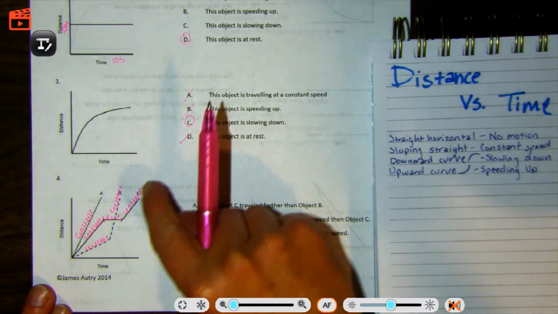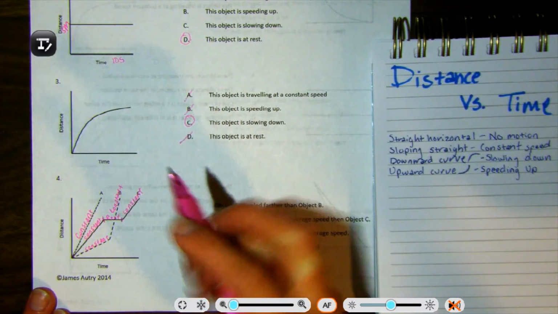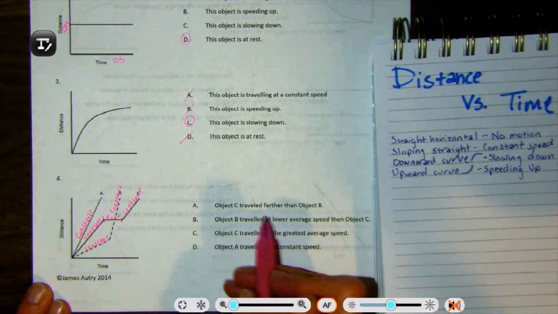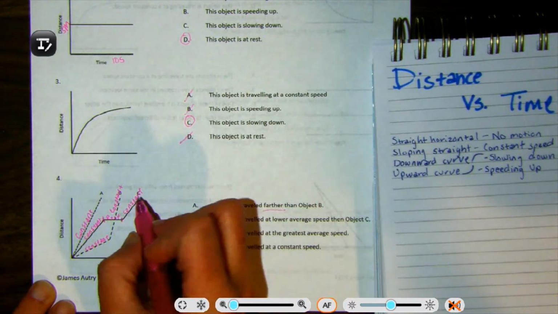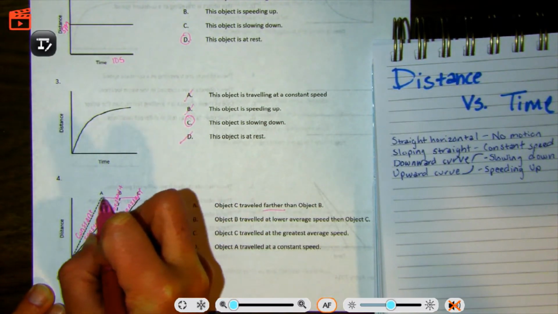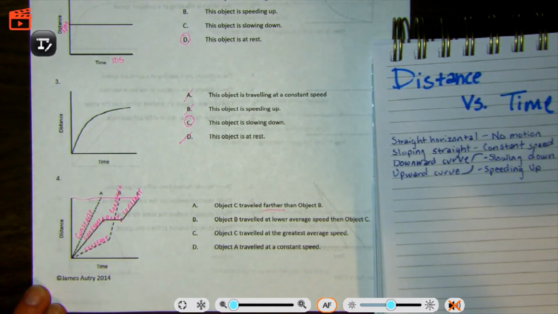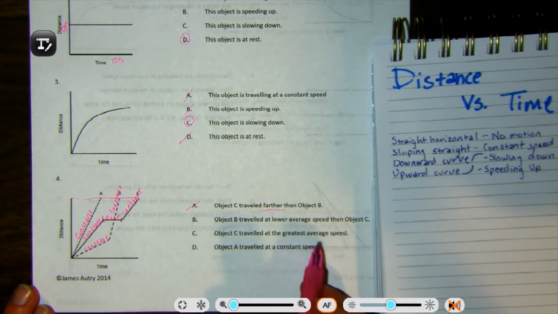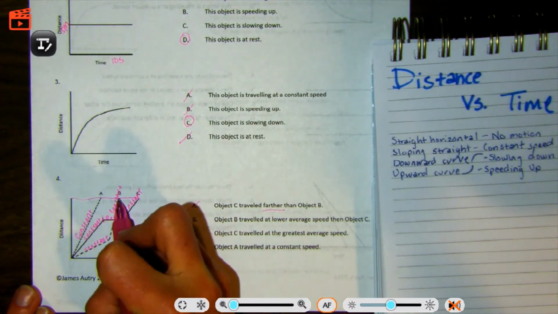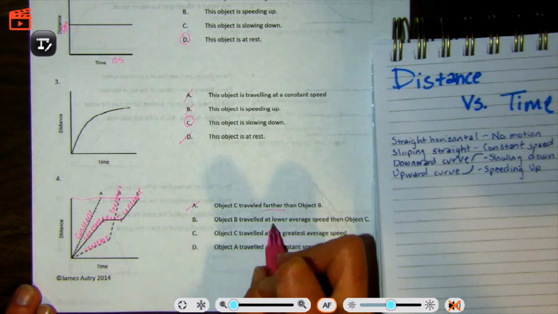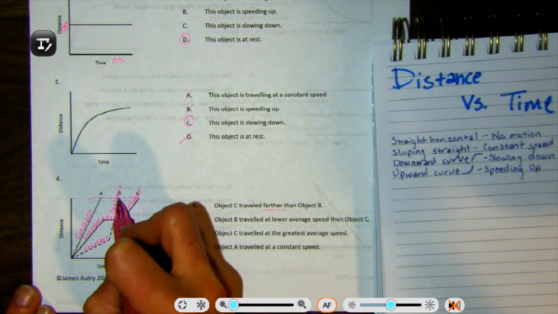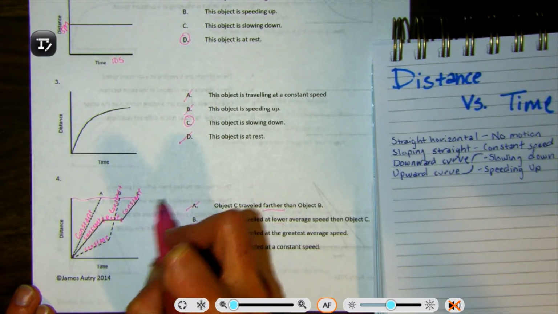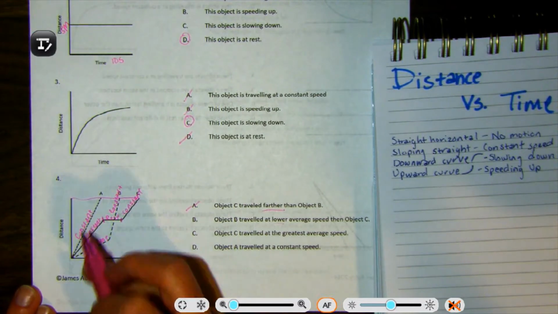Well, C's here, I kind of covered it up. But if we look at the distance, because it said further, we can kind of draw a line right here, but we can see that they all traveled the same distance, so not true. Object B traveled at a lower average speed than object C. B's here, C's there. If it was going at a lower speed, then it would have been way out here because it would have taken it more time to get the same distance, right?